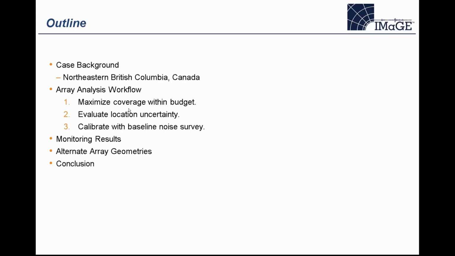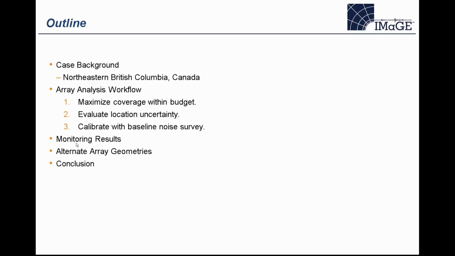we think are useful are: first, maximize your coverage with minimum magnitude sensitivity, and I'll show you how to do that later; also evaluate the location uncertainty using a Monte Carlo simulation; and then, more importantly, calibrate the network performance using a baseline noise survey. Before your injection, before any operations, you acquire a baseline noise to understand the different scenarios in your specific field. And then I'll show some monitoring results.